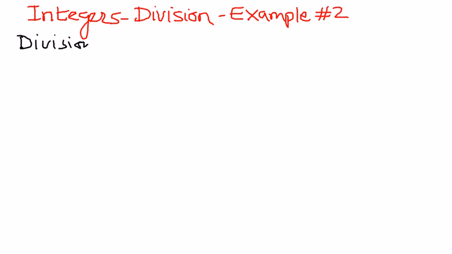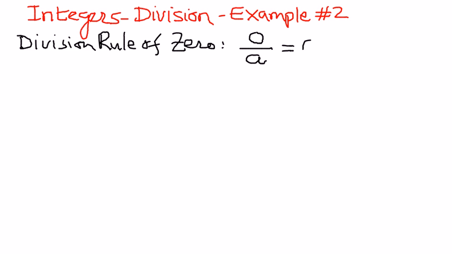Division rule of 0. And what this rule is telling us is this. If we have 0 and we divide by any number a, the value is going to be equal to 0, if a is not equal to 0.